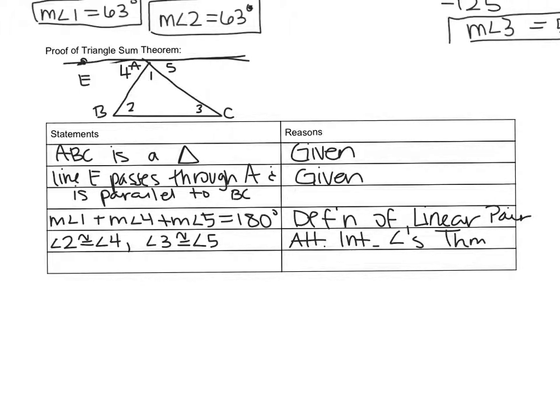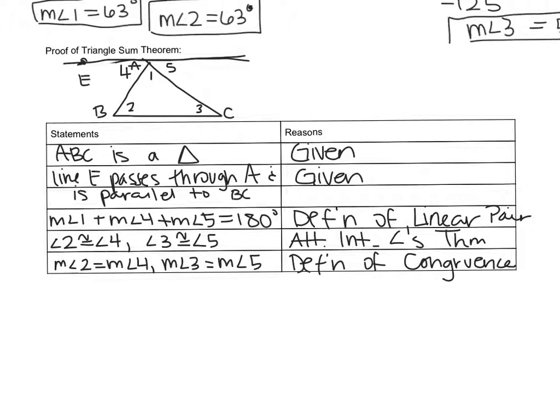And when 2 angles are congruent, their measures are equal. So I can then say that the measure of angle 2 equals the measure of angle 4, and the measure of angle 3 equals the measure of angle 5. And that comes from the definition of congruence.